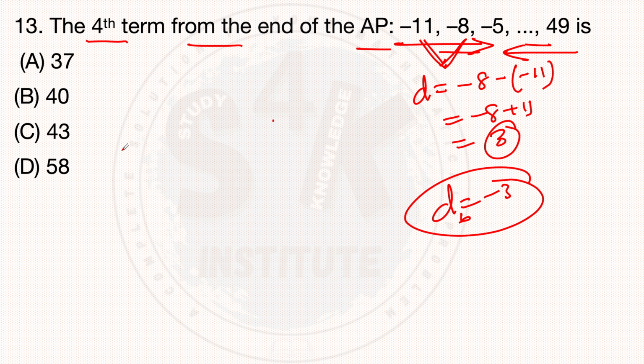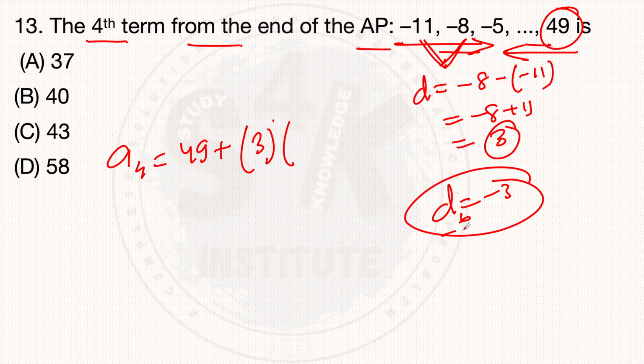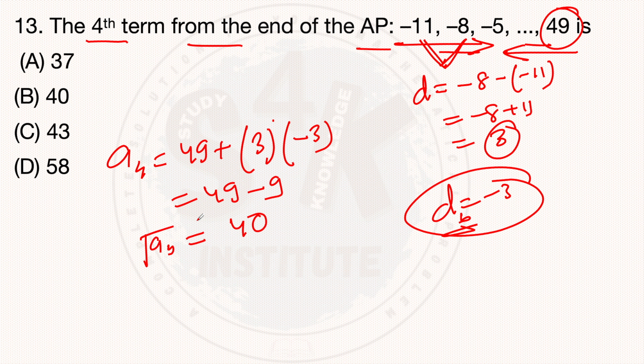Now it is asking for the 4th term from the end. The first term from the end will be 49, plus (n minus 1), that is 3, into D. D in the backward direction is minus 3. So this will give you 49 minus 9, that will give you 40. So A4 from the back end, or from the other end, is 40. So the answer is B.